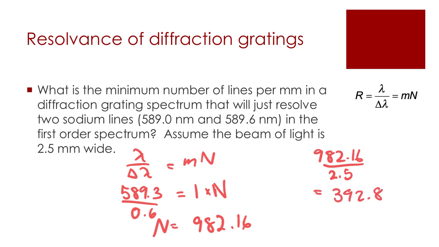392.8. Now let's think about whether or not I should round this number. I'm looking for the minimum number of lines per millimeter, and when I have this, think to yourself, will 392 be appropriate? Would that be enough lines? And the answer is no. So in this case, it needs to be 393. I must round up in order to have enough lines that are going to allow me to actually resolve these.